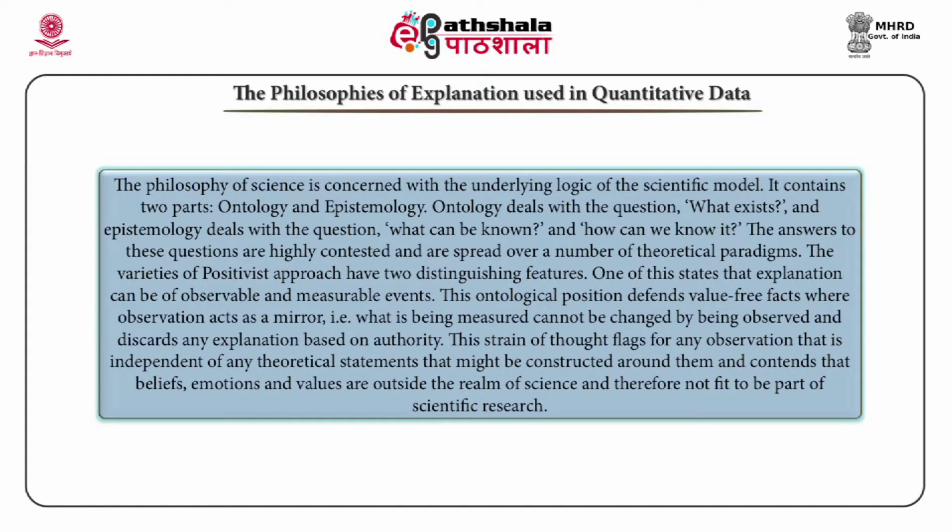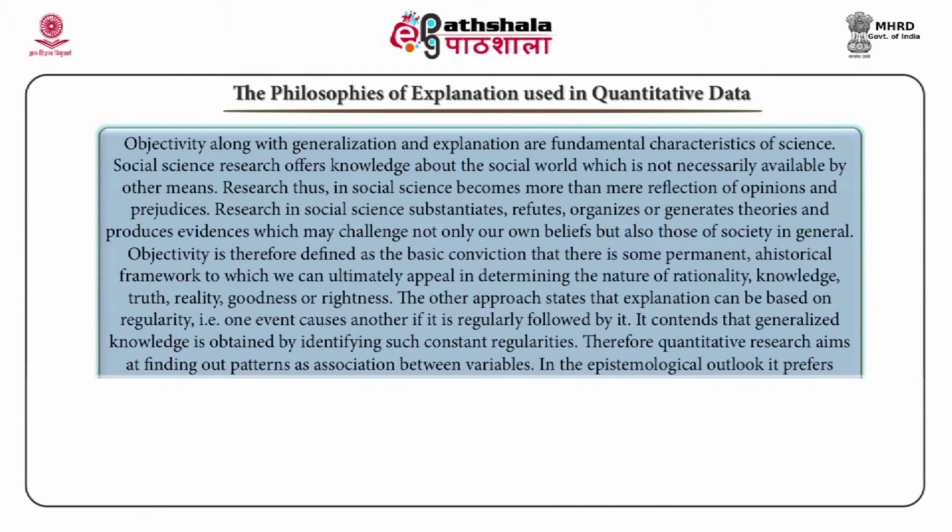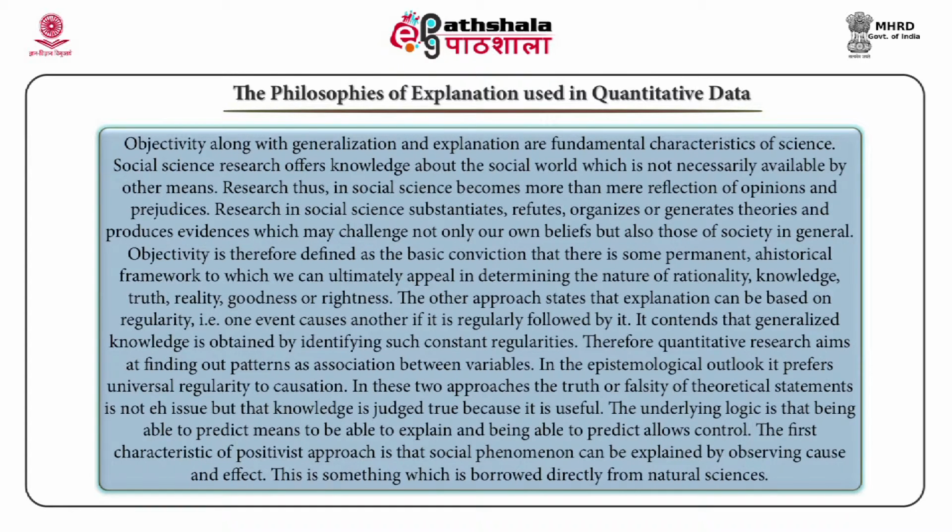The varieties of positivist approach have two distinguishing features. One of these states that the explanation can be of observable and measurable events. This ontological position defends value-free facts where observation acts as a mirror, that is, what is being measured cannot be changed by being observed, and discards any explanation based on authority. This train of thought calls for any observation that is independent of any theoretical statements that might be constructed around them and contends that beliefs, emotions and values are outside the realm of science and therefore not fit to be part of scientific research. Objectivity along with generalization and explanation are fundamental characteristics of science.